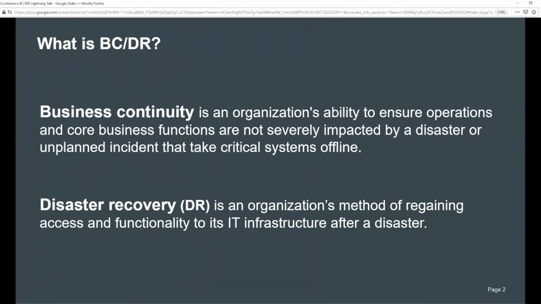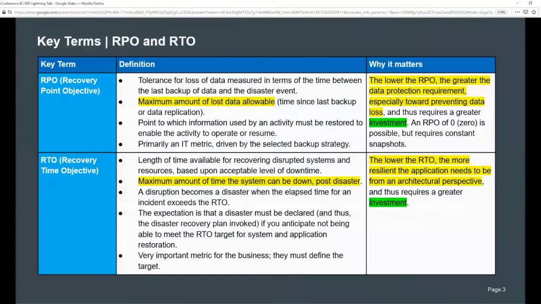Disaster recovery is an organization's method of regaining access and functionality to its IT infrastructure after a disaster. Now, this could be an event like an earthquake, a cyber attack, or even business disruptions related to COVID. And DR is an aspect of business continuity.